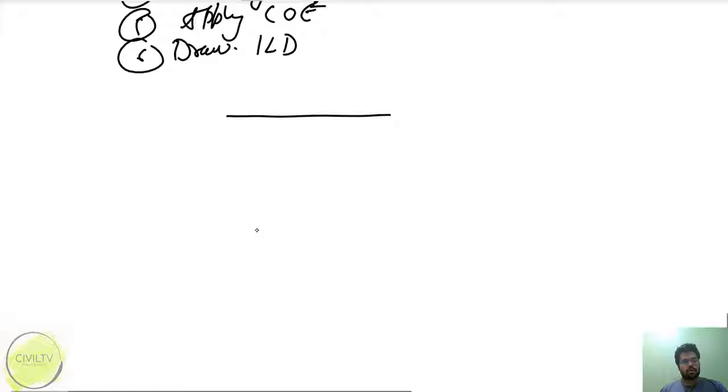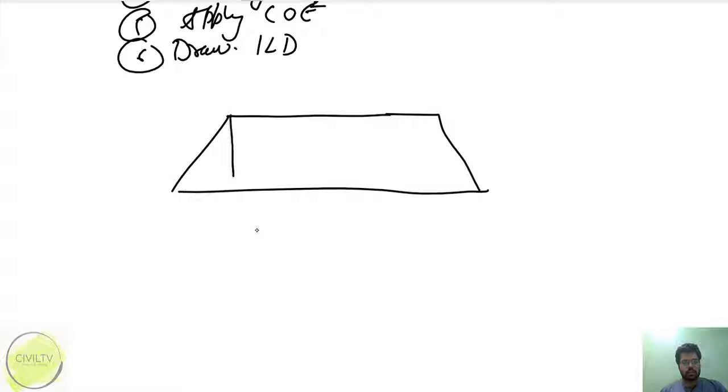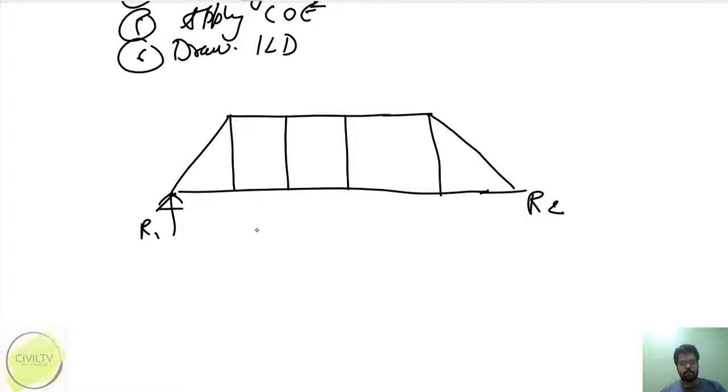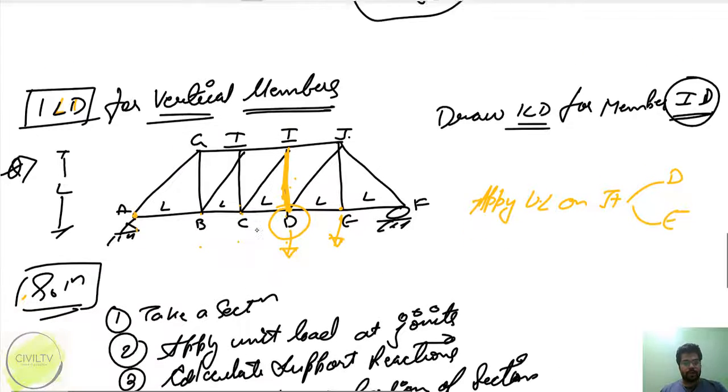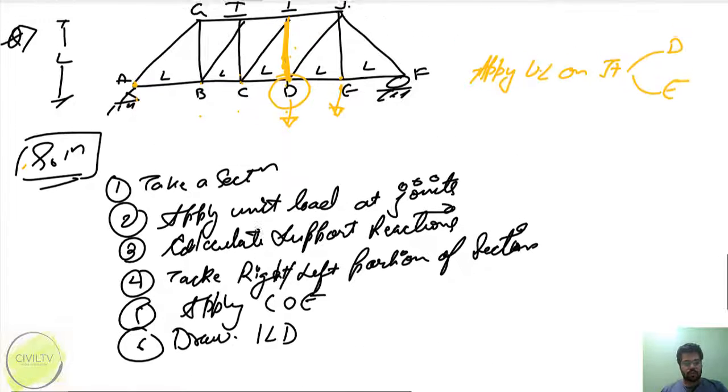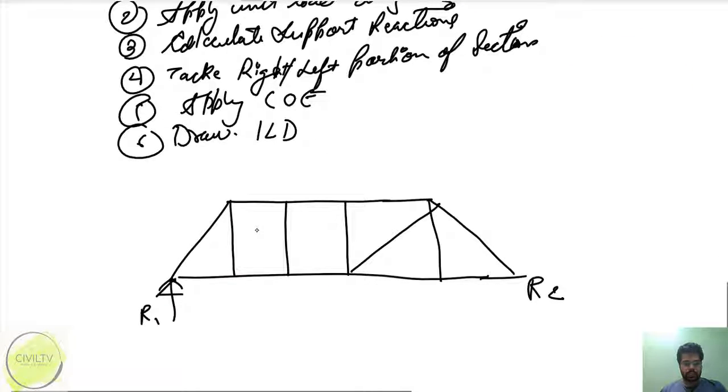Right, so my figure is somewhat like this. Here it is R1, here it is R2. Okay, I have to find the influence line diagram of ID. So it looks something like this. I have to draw the ILD of this member.